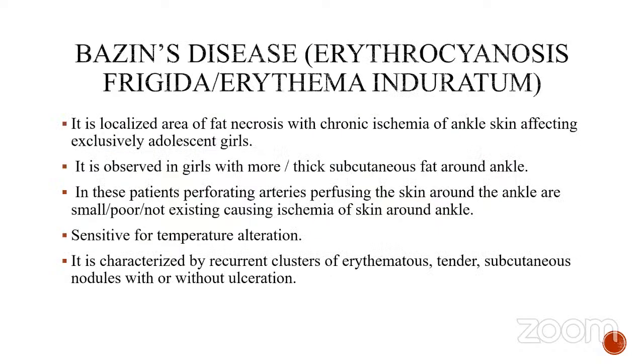So here, if you look at this photo, you can see how indurated areas are formed in the first image. In both legs, you can see indurated hyperpigmented areas. In the second image, you can see how an ulcer has formed from such an area. One thing is that it's due to fat necrosis. Second, it happens exclusively in adolescent girls. Then it's due to obliteration of the perfusing arteries around the area. Then it's temperature sensitive, sensitive to temperature alteration. And this is how it looks.